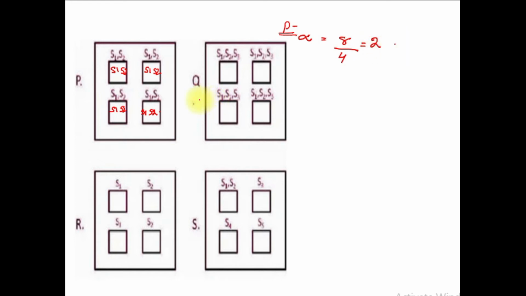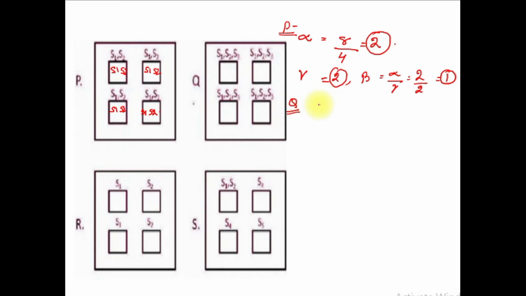Now, we have to calculate gamma for calculating beta. Gamma means total variety. Here we have S1 and S2, which means there are 2 varieties of species present. So gamma is 2. By this we can calculate beta, gamma by alpha, equals 2 by 2 equals 1. So for P, alpha equals 2, gamma equals 2 and beta equals 1.